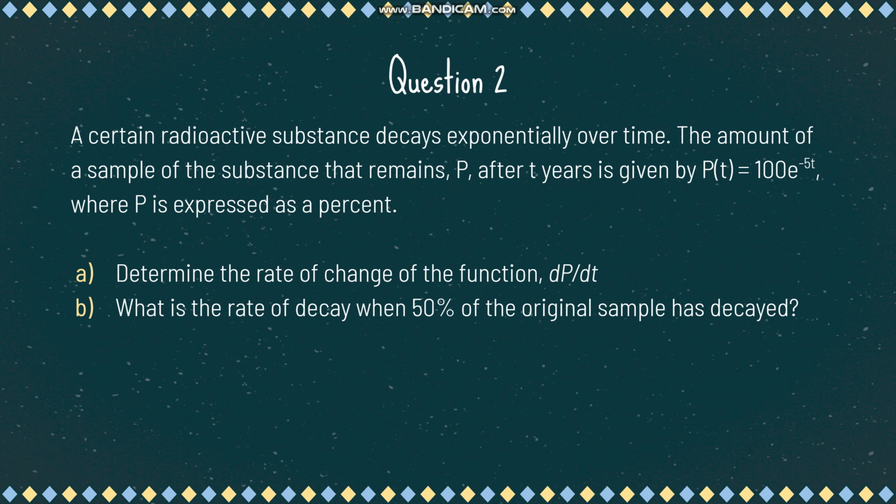Moving on, question 2. A certain radioactive substance decays exponentially over time. The amount of a sample of the substance that remains, P, after t years is given by the function P equals 100 e to the power of negative 5t, where P is expressed as a percent. A. Determine the rate of change of the function. B. What's the rate of decay when 50% of the original sample has decayed?